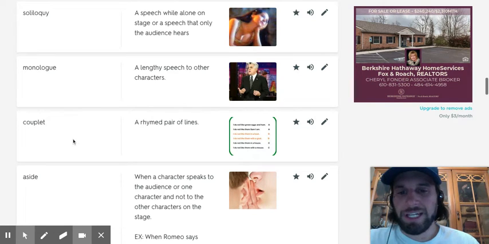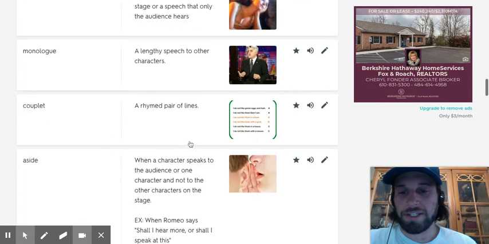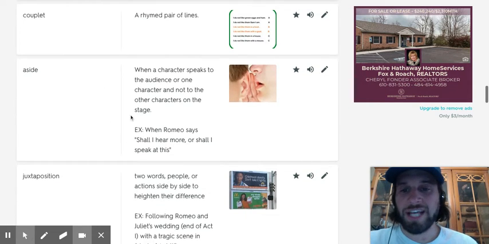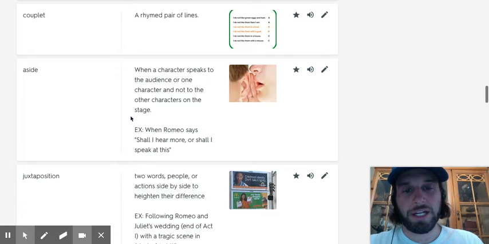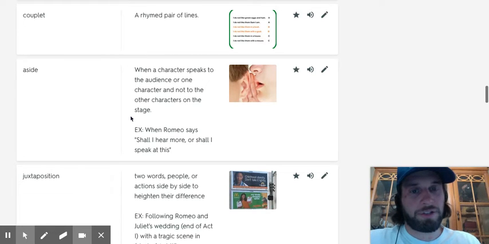A couplet is basically just two lines that rhyme. We'll look at those more when we talk about sonnets in another video. An aside is when a character is speaking sort of to the side to another character, but the other characters on the stage don't hear it. So that would be if one character tells somebody else a secret, but somebody else is on the stage. We as the audience just have to understand that the other characters are not hearing that.